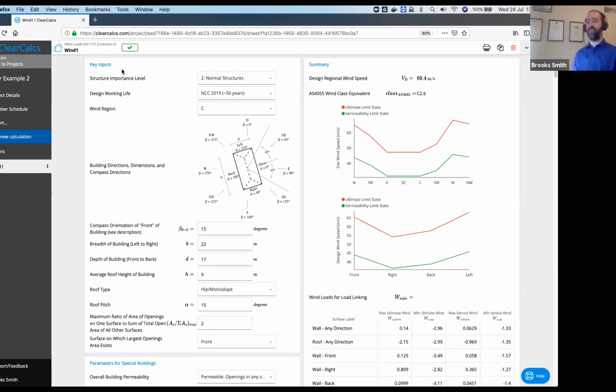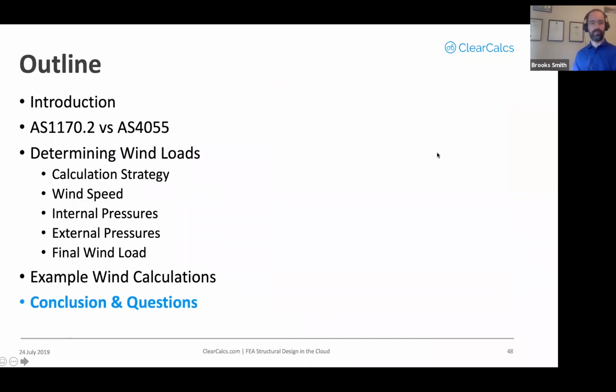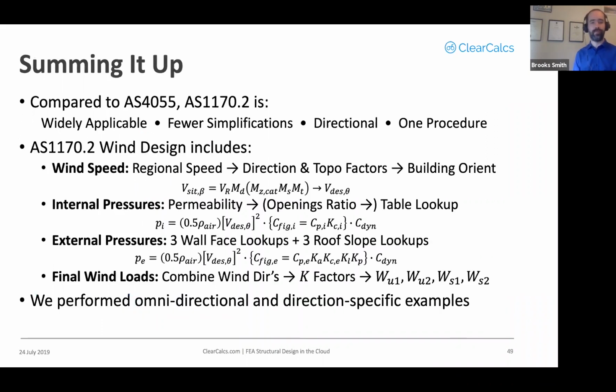You can feel free to go through our calculators here and see every formula, see exactly a recommended method of going through the AS1170.2 standard. And now I'll finish off with our presentation. Now conclude, and I'll take any more involved questions you may have after this as well.